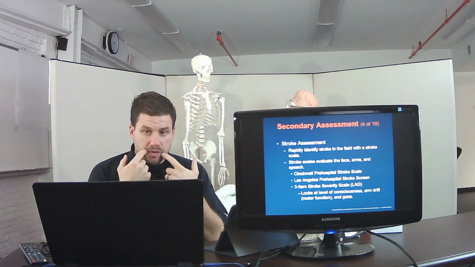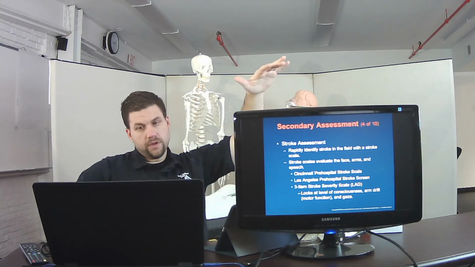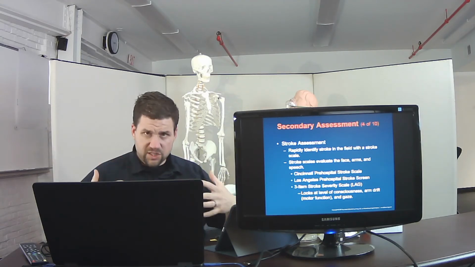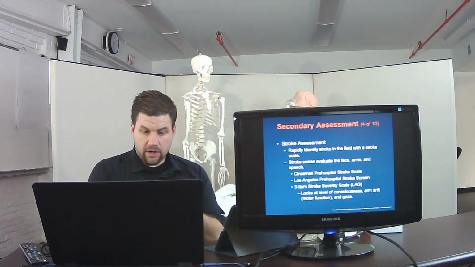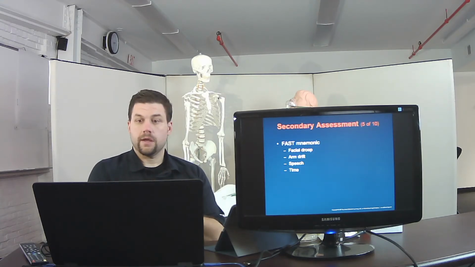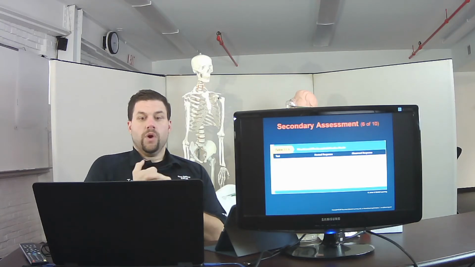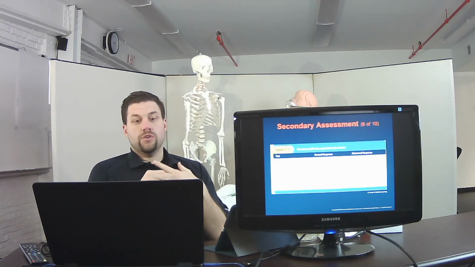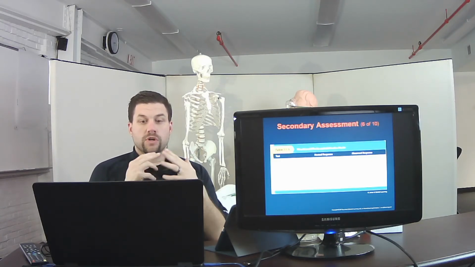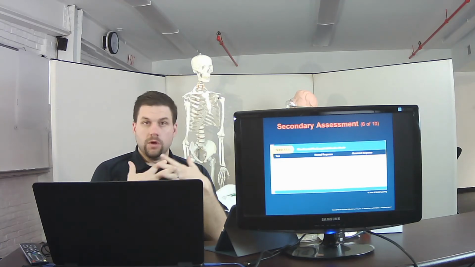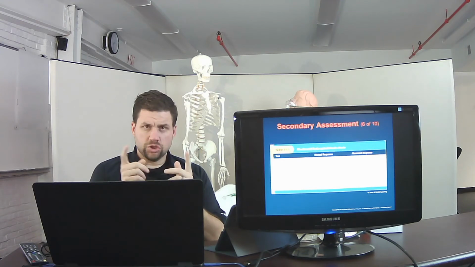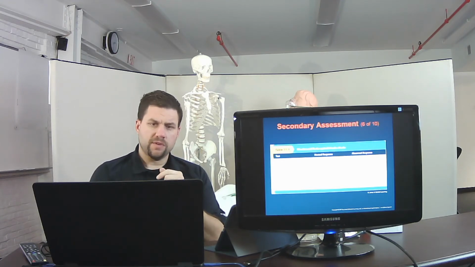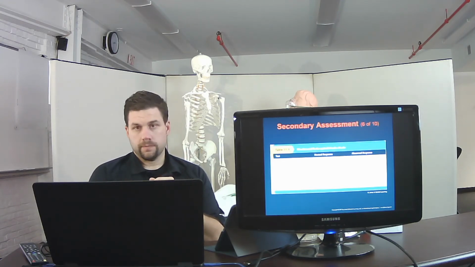So do they have symmetrical facial expressions? Do they have arm drift? Is it unequal? Is their speech slurred? And then what time did it start? So we need to get all of those things here. And here's the FAST mnemonic. Right, so our Cincinnati Stroke Scale goes over facial droop, arm drift, and speech, and the abnormal and normal responses that we should see. So just pause your screen here, or you can look up Table 17.3 in the book.